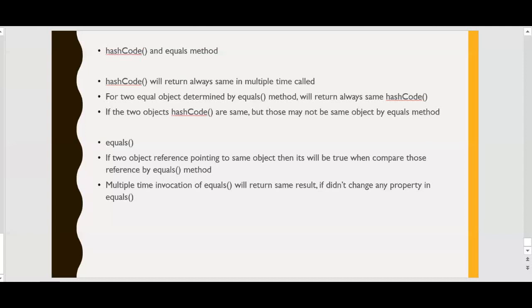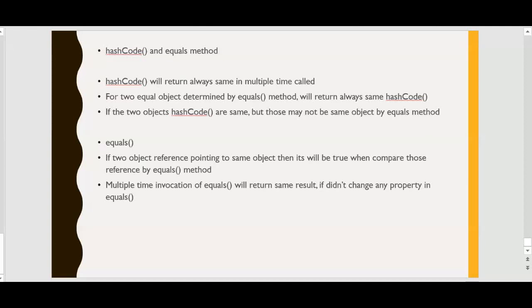Then what else it says: if two objects have the same hashCode, they may not be the same object by equals. That is the contradictory point he would like to mention here. If two objects are the same by the equals method, then their hashCode will be the same, but two different objects can have the same hashCode. That's the reason I mentioned earlier that there should be a very good implementation of the hashCode value. Only then will its identification or hashCode generation be unique across multiple objects.